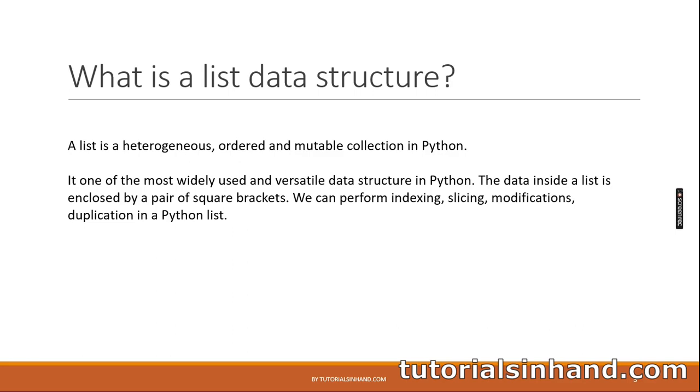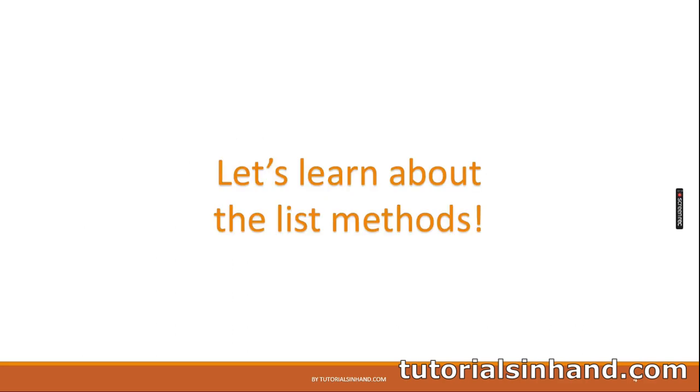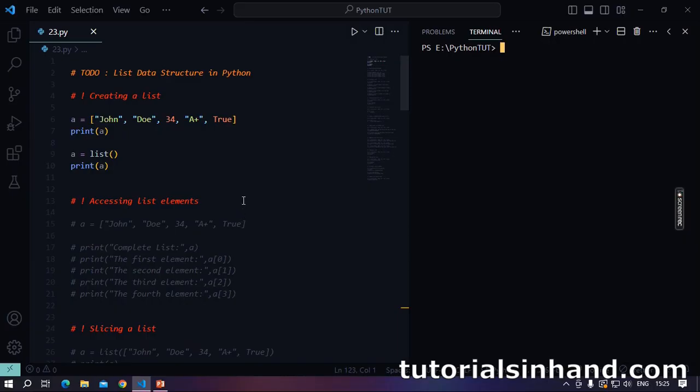Now you must have a question in your mind: how do we do indexing, slicing, modifications and duplication in a Python list? In case of list data structure, there are a few methods available which can help you to achieve this task. And in this video we will learn about those methods as well. So let's go to the next slide. We have done enough theory as of now. Let's go to VS Code and understand the list methods. Let's go. Welcome to VS Code.